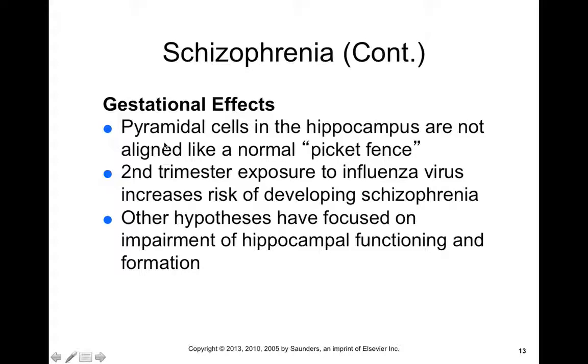Now, in terms of the gestational effects, we actually see structural changes in the brain of people with schizophrenia. Normally in our hippocampus, which is the learning and memory center of our brain, cells line up like a picket fence, and these are the pyramidal cells that are involved in learning and memory. So they should all be structurally layered and lined up like a picket fence. What we find, though, is that if you're exposed to influenza in the second trimester, this increases your risk of developing schizophrenia. And instead of having this normal picket fence arrangement of cells in the hippocampus, they appear to be more disorganized. And not surprisingly, later in life, this leads to more disorganized behavior. Other hypotheses have focused on impairment of hippocampal functioning as well.